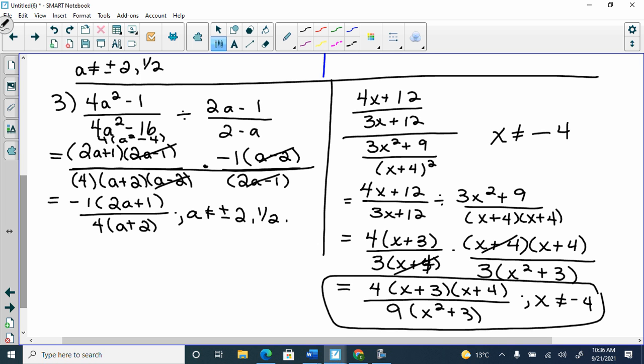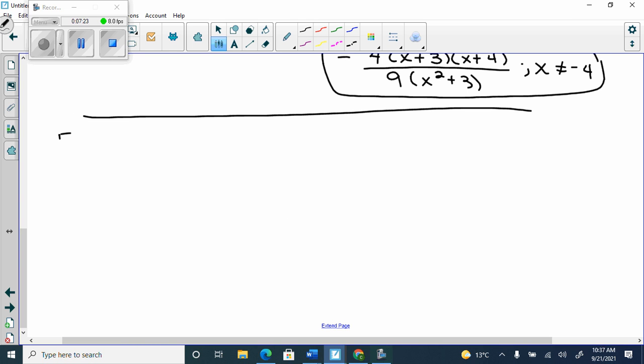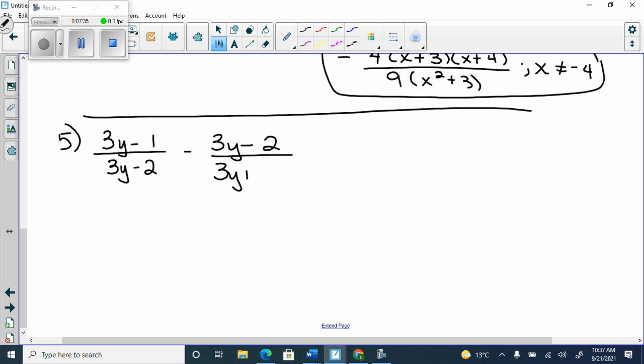Okay, I'm going to give you 2 more. 5. I'm going to give you 3y minus 1 over 3y minus 2 minus 3y minus 2 over 3y plus 1. When you add and subtract, what must you get? It's common denominators. These 3y minus 2's do not cancel off.